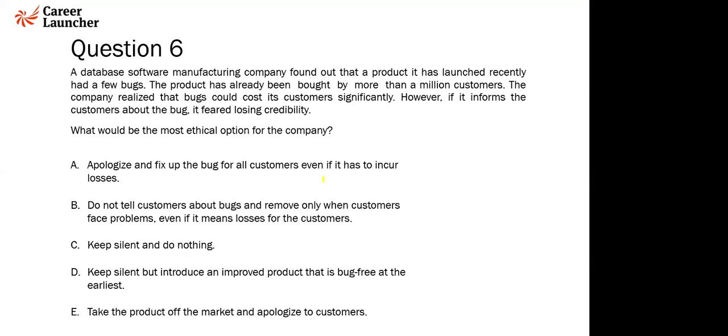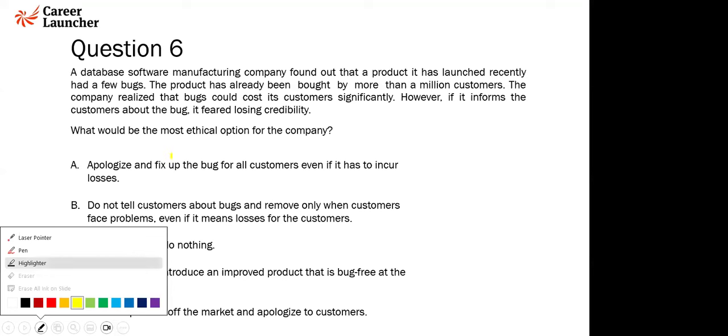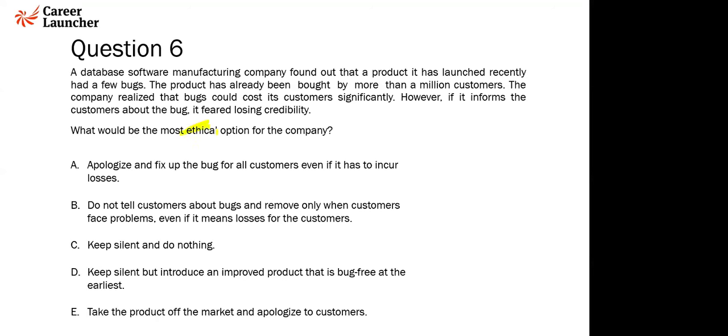This is one of the few questions I've seen which clearly says ethical option. Normally, questions do not say ethical at all. But this is one of those questions where it is written.